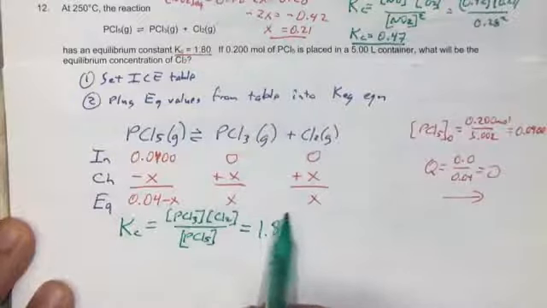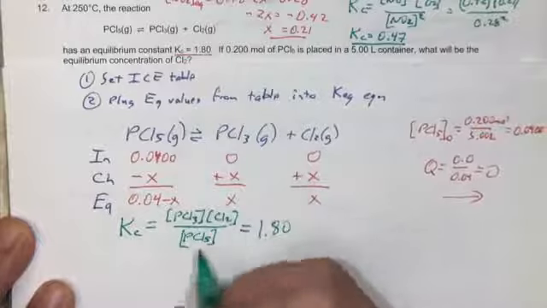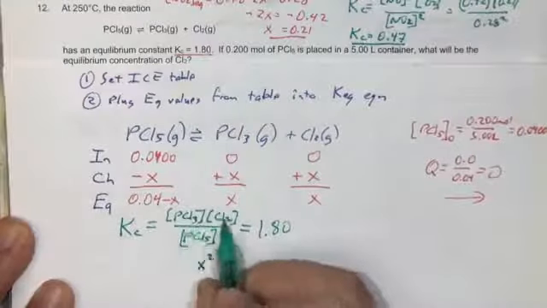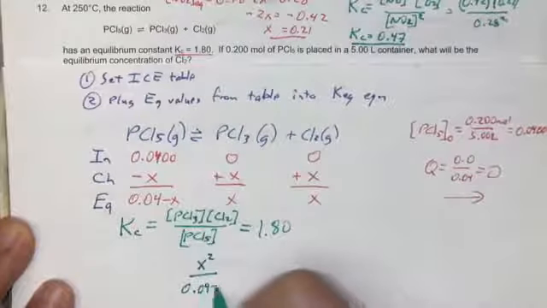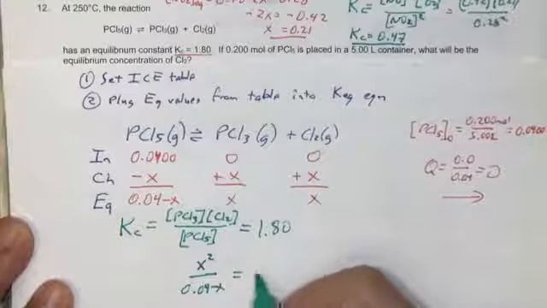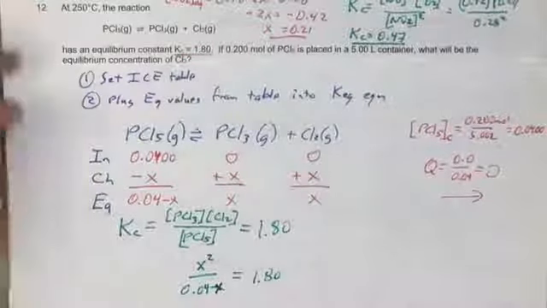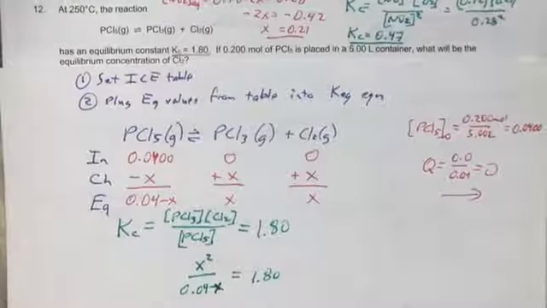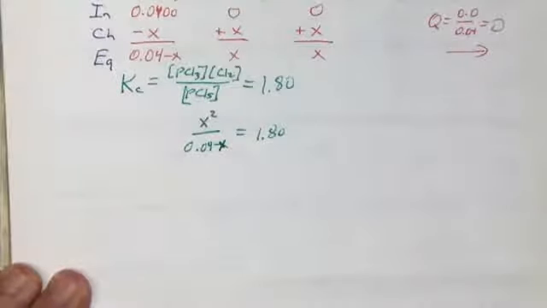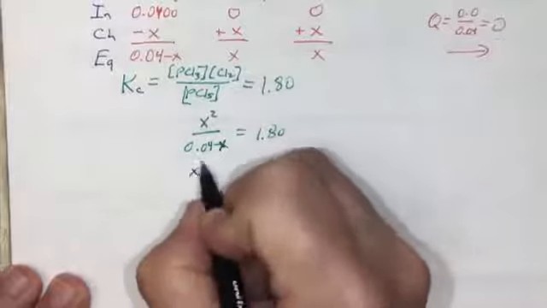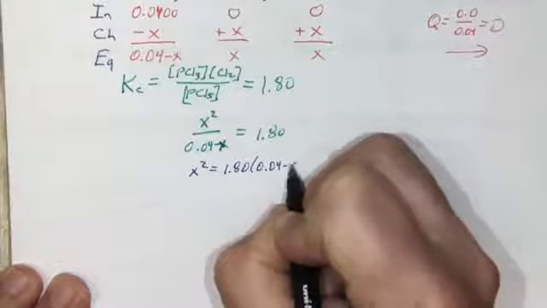Let's plug in these values from the equilibrium line. The concentration of PCl3 is X in the numerator, and the concentration of chlorine is X. So in the numerator, I'll have X squared, X times X, divided by the concentration of PCl5, 0.04 minus X. That equals 1.80. Okay. Now we've got to solve for X. So what I need to do next is cross multiply to get this value out of the denominator. So I'll have X squared equals 1.80 times 0.04 minus X.